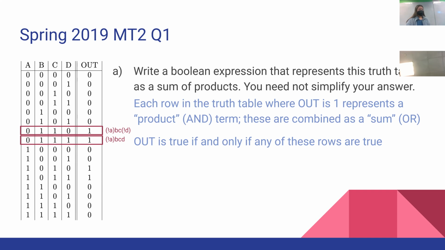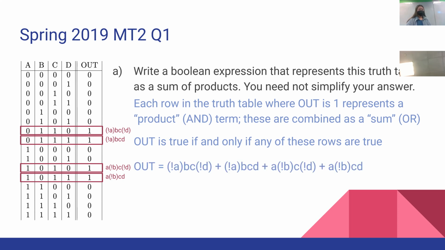Then we also have three more rows. This one is not A and B and C and D. You have A, not B, C, and not D, and A, not B, C, and D. So based on this, you can see that where a single variable is 1, you'll just use the variable itself, and where it's 0, you'll use the not of that. So each of those rows will be a product, and then in the end, to combine them, you will use the plus operator, which is the or, and that will be your final expression.